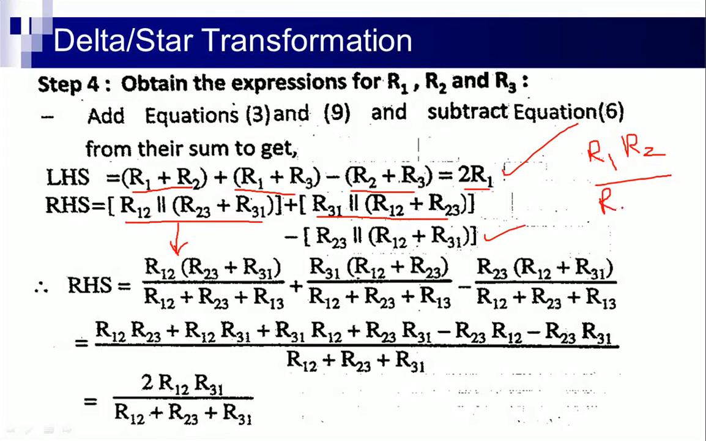So here the value of R1 is R12. This is the value of R1 and this is the value of R2. So R12 into R23 plus R31 divided by R12 plus R23 plus R31, or I can say R13. We can write R31 also. Similarly, the formula for R31 parallel R12 plus R23, and similarly the formula for R23 parallel R12 plus R31.